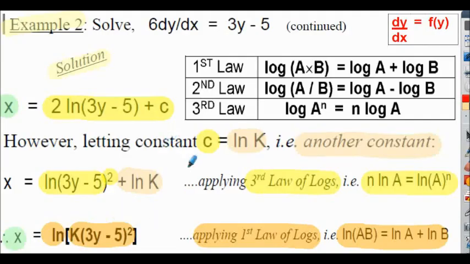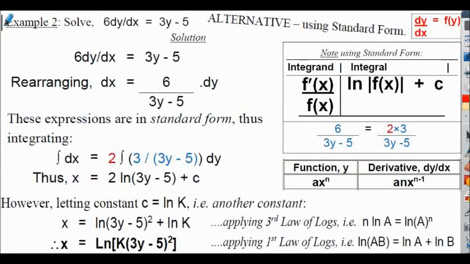The last few lines are really nothing to do with the integration process here. They're just algebraically manipulating the general solution we found from our integration process into another form. And as I said, sometimes these additional forms are stated within the question. For your reference, here's example 2. We work with a slightly different solution, which is essentially an alternative solution using standard form.